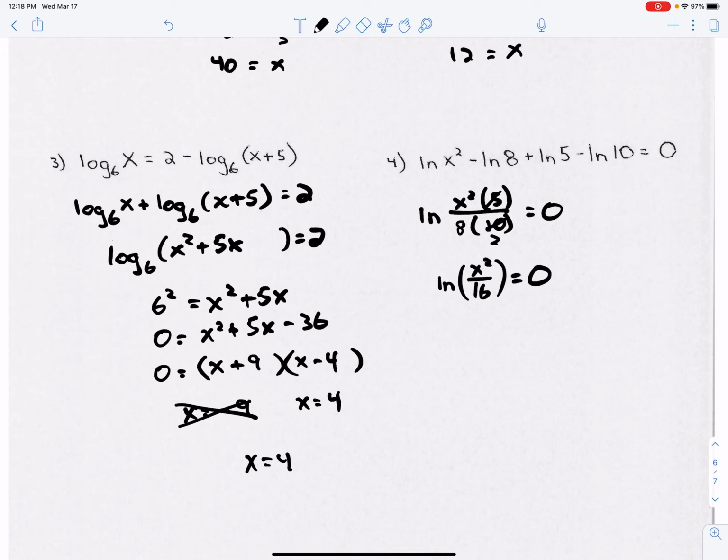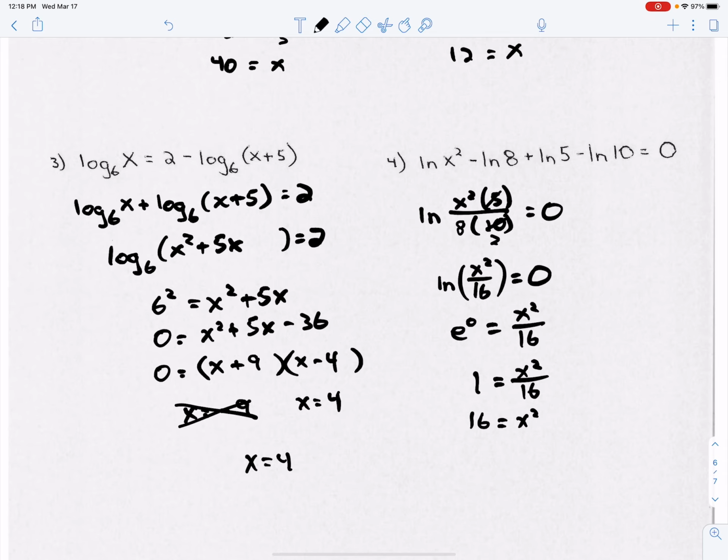Okay, let's change the form. Remember the base is e, so it's e to the 0 power equals x squared over 16. What's anything to the 0 power? 1. So we have x, let's get rid of fractions, x squared equals 16.